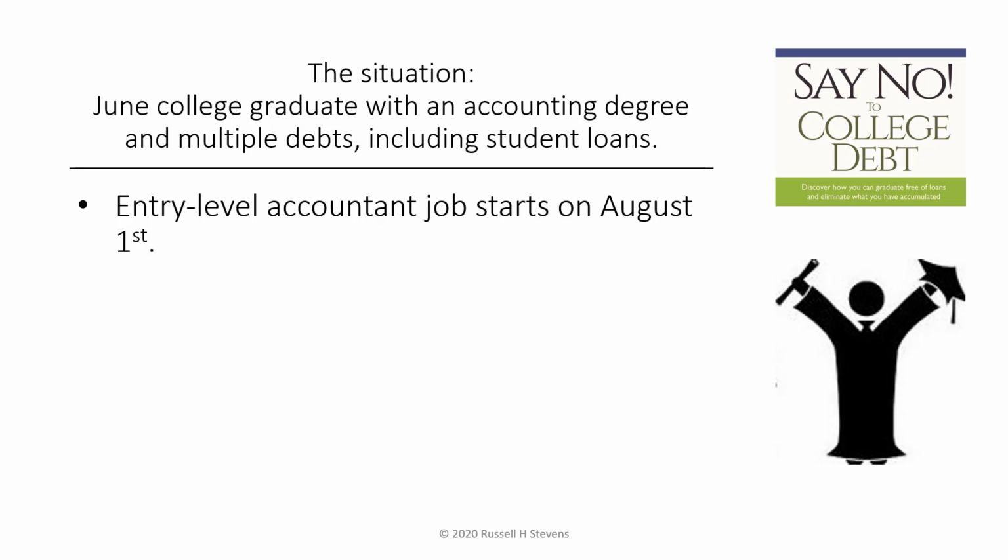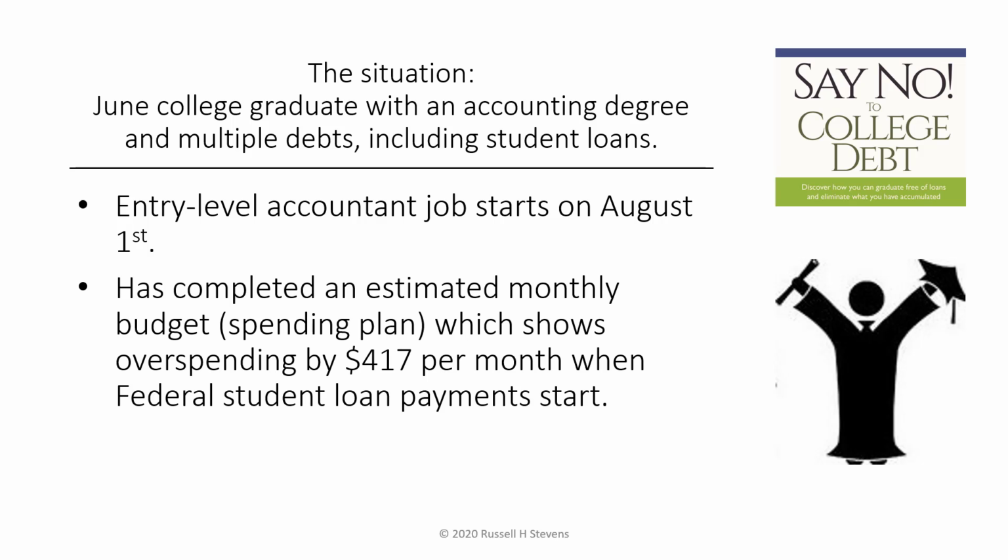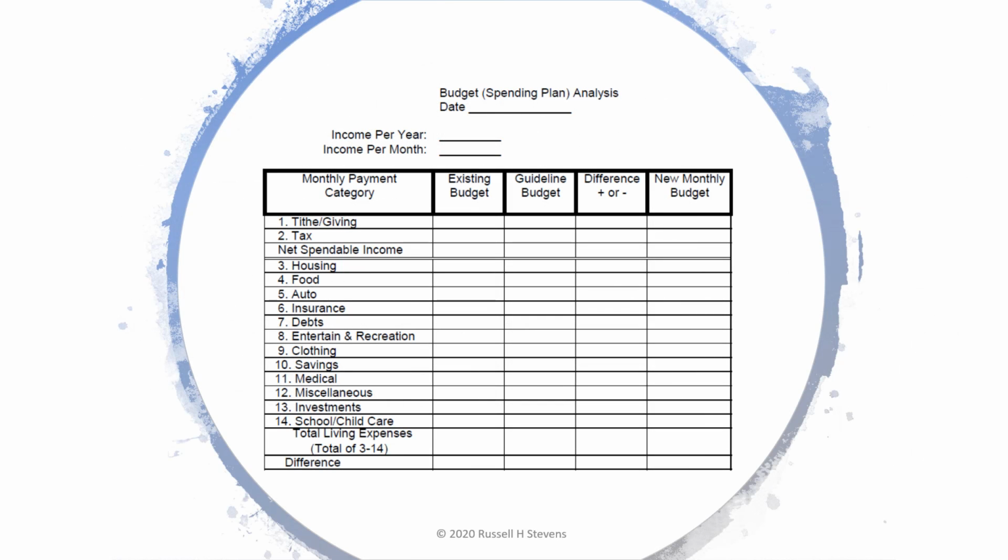He is in the process of creating a workable spending plan for when his federal student loan payments need to start. The first step in that process was creating an estimated monthly spending plan. Our graduate did this using the monthly estimated budget form, and much to his disappointment, his first pass didn't balance. He found himself overspending his income by $417 a month.